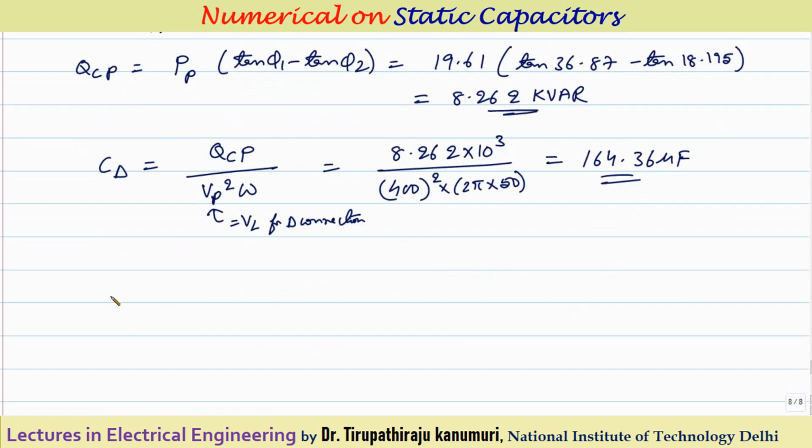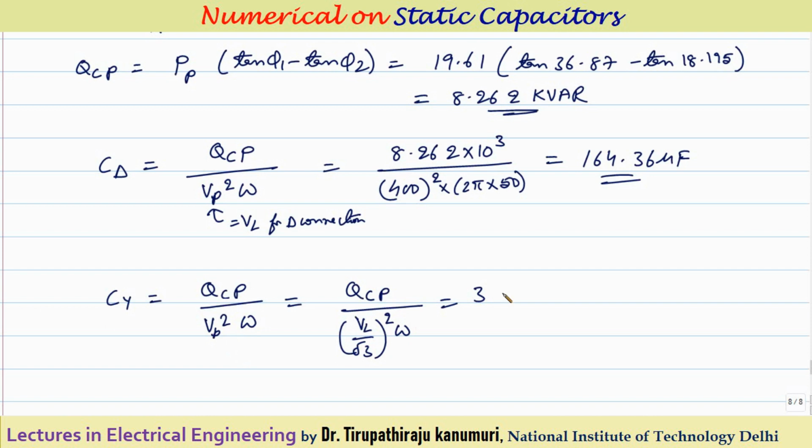So similarly, for the case of star connection will be equal to again QCP divided by Vp square into omega. So what is the value of Vp square? So Vp will be equal to VL divided by root 3 for the case of star connection. So this is nothing but equal to QCP divided by VL by root 3 whole square into omega. Or otherwise this is nothing but 3 times of QCP divided by VL square into omega. So let us try to write here also so that you will not confuse. QCP divided by VL square into omega. So I have substituted it.